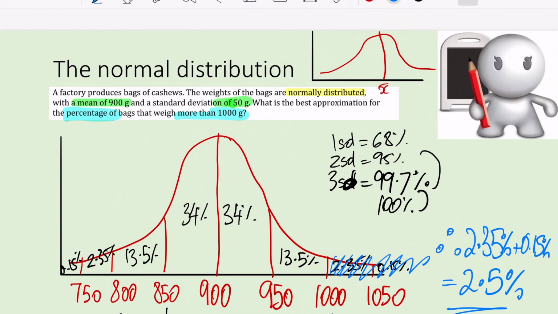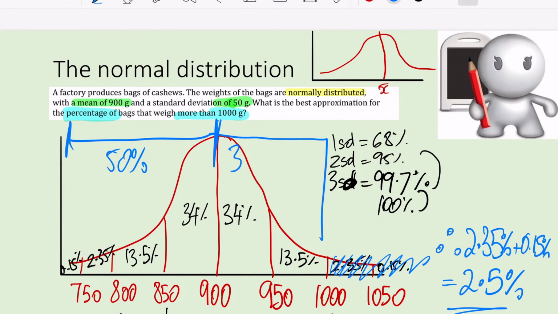Another way of doing it could have been, well, from here to here is 50%, plus 34%, well, that's 84%, and then plus another 13.5%, and that's your 97.5%. But what you're after is this proportion over here, so it'll be 100 take away 97.5. Once again, it's going to lead you to 2.5%. Lots of different ways to tackle these problems.